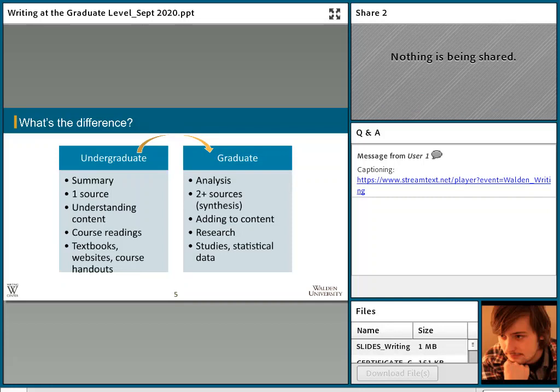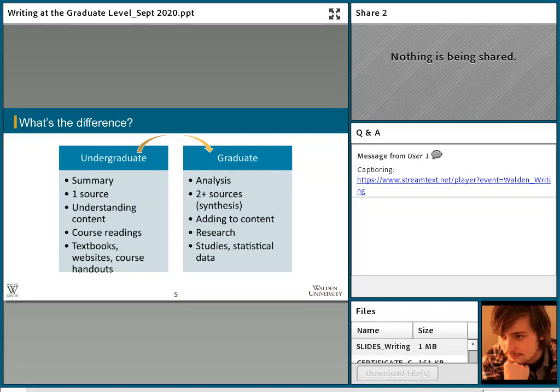Undergraduate writing, again, you're generally using one source. You're commenting on or summarizing one source. In graduate writing, you're going to be working with multiple sources and bringing them together in conversation with one another, an idea that we colloquially refer to as synthesis in composition communities. In undergraduate writing, you're really trying to demonstrate that you understand content, right? You're demonstrating, hey, I understood this piece and here's what I understood about it. Graduate writing, you're going to be adding to the content. You're joining the conversation around a topic or idea, and you're adding your own voice.